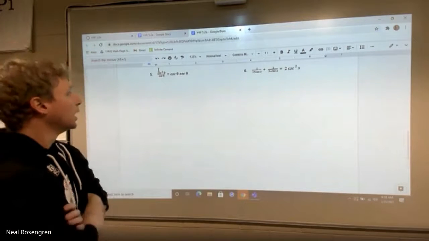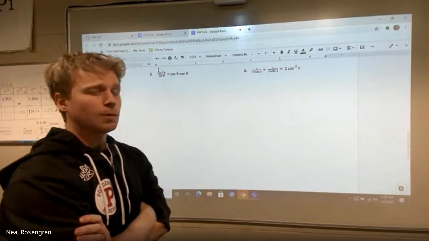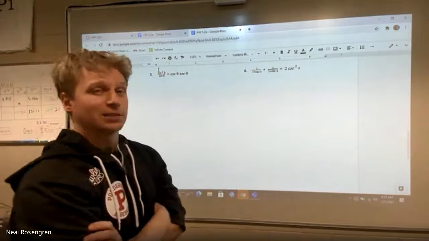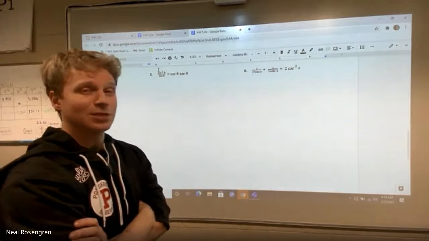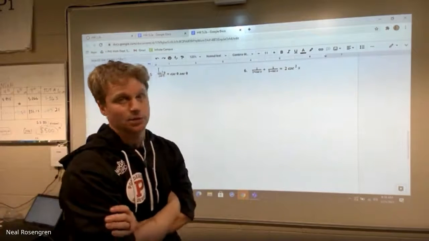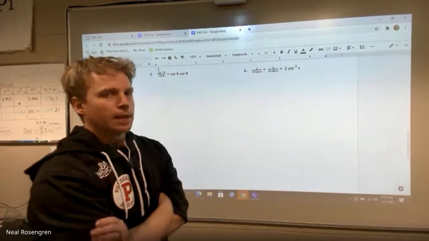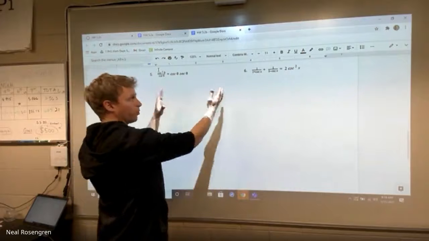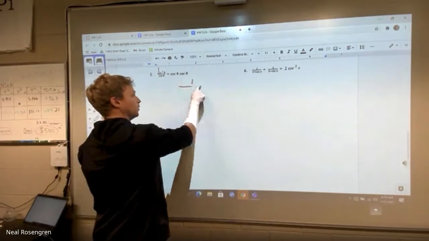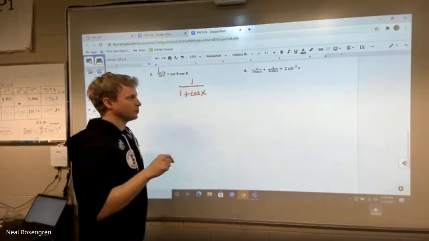You've got 1 plus cosine of x on the bottom of the first fraction, and you've got 1 minus cosine of x on the bottom of the second one. Because those denominators are different, I can't add the fractions yet. We need common denominators to add and subtract fractions. So how do we do that? I'm going to come all the way over here so I've got some space. 1 over 1 plus cosine of x, there's my first fraction.